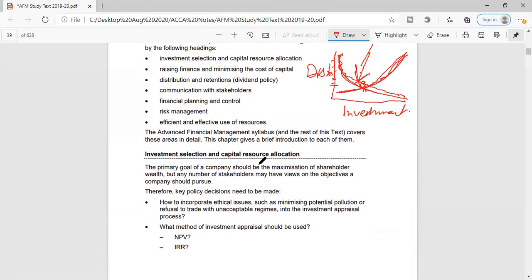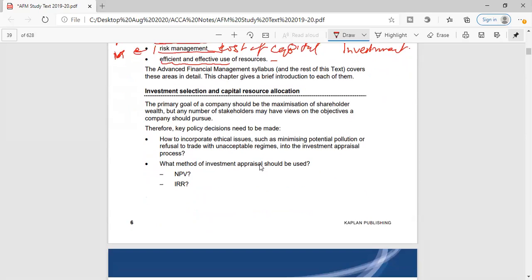Back to this page. Financial planning and control need not be explained, that is critical for a finance manager. Risk management. So risk of leverage, trading, cost of capital. These are the risk management areas that a finance manager is responsible for. Foreign exchange gains and losses, various derivative trading. So all these are under the ambit of risk management. Efficient and effective use of resources. We'll talk about this further down the paper.